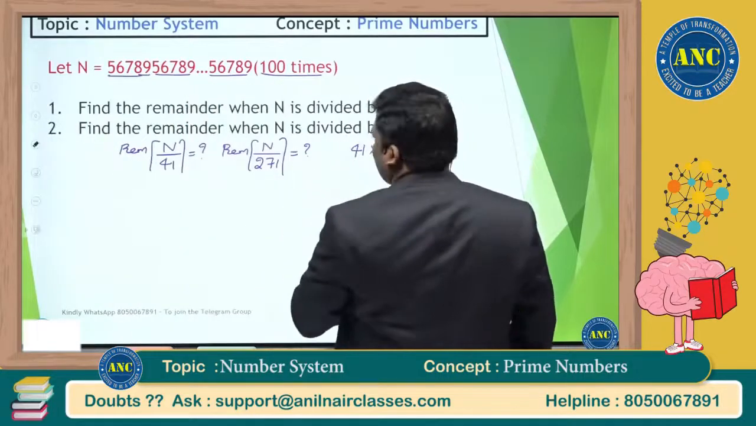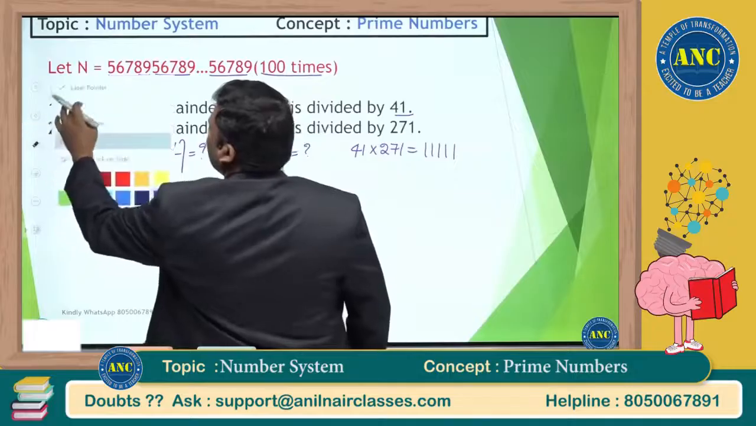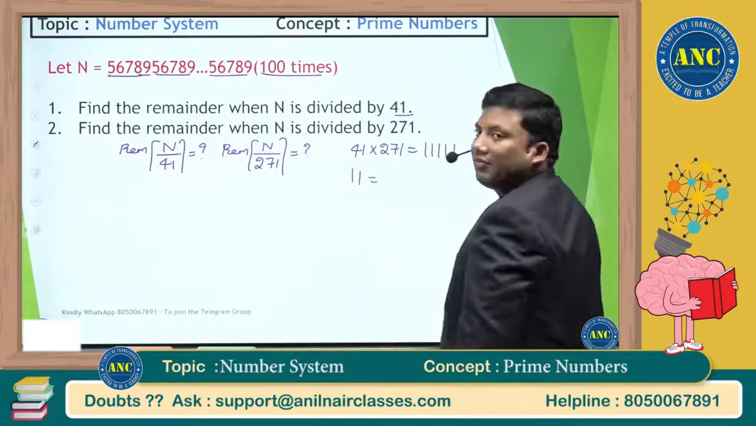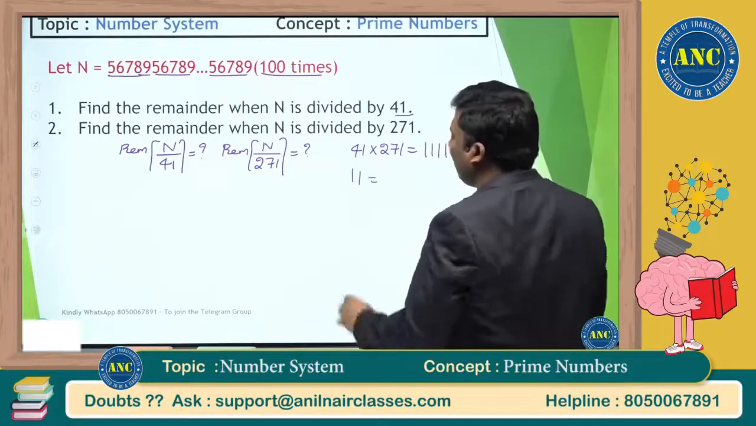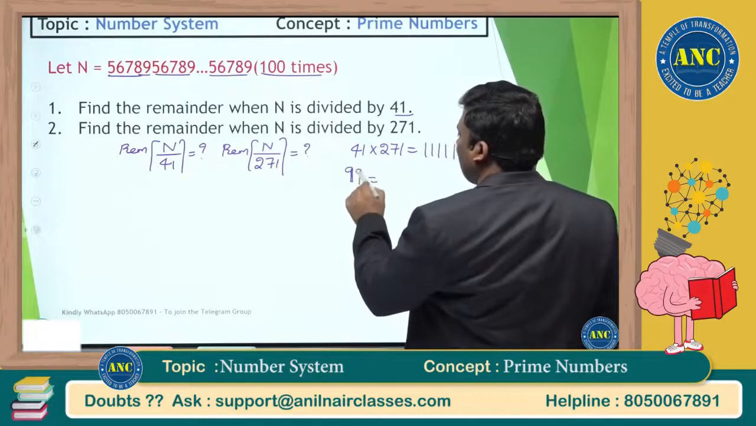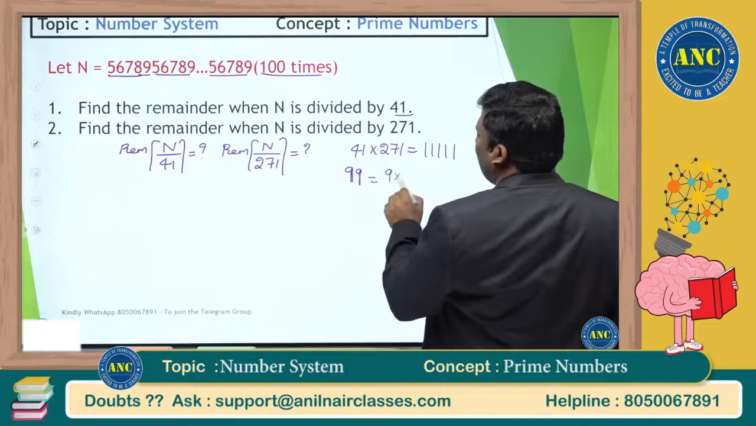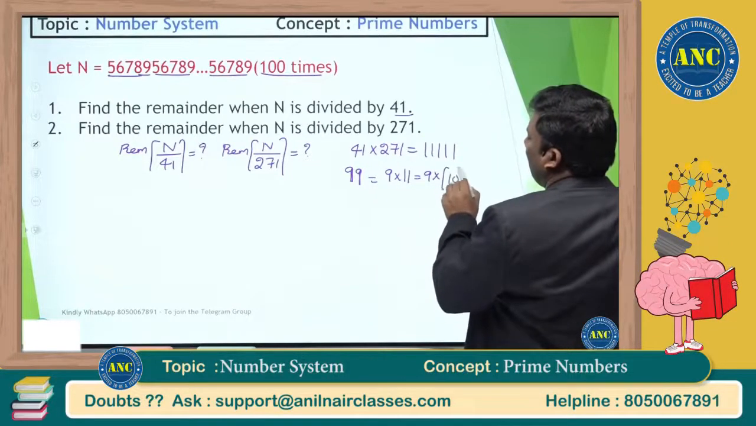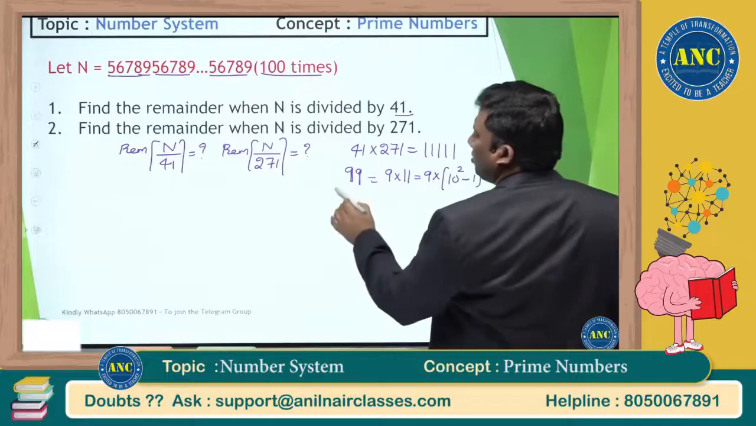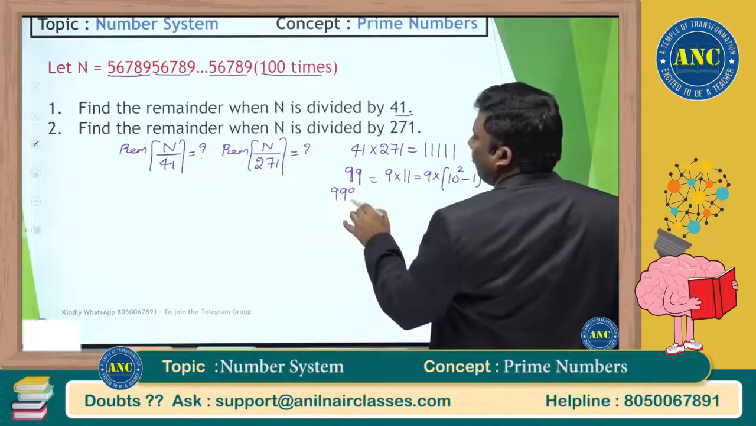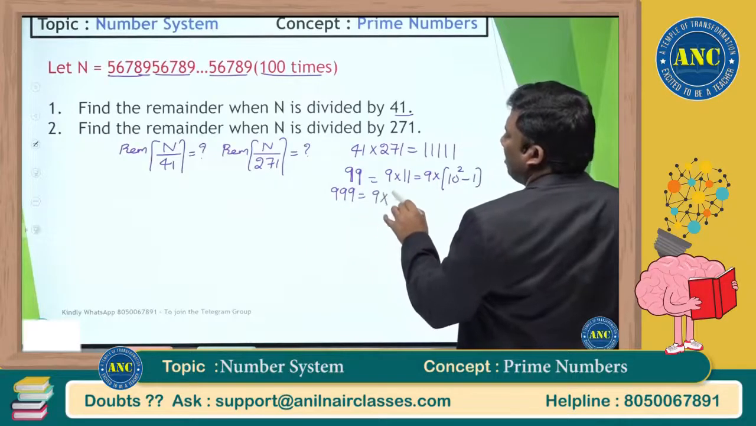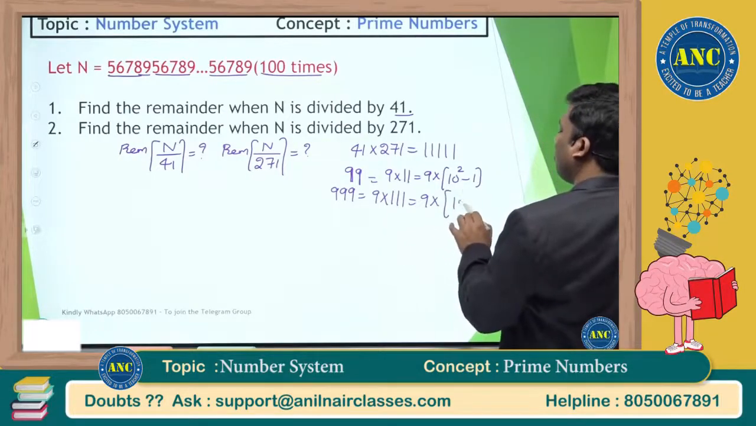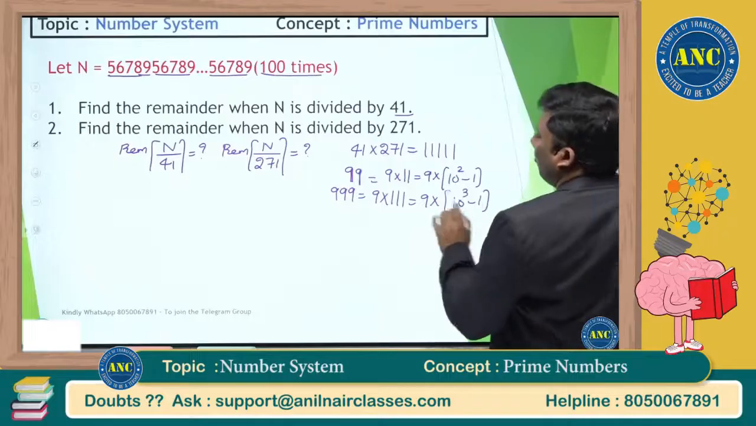Suppose the question involves 11 or 99. 99 can be written as 9 into 11, and 11 is 10 square minus 1. Am I right? Suppose it is 3 nines, it can be written as 9 into triple 1. How many ones are there? 3 ones are there, so it is 10 cube minus 1.